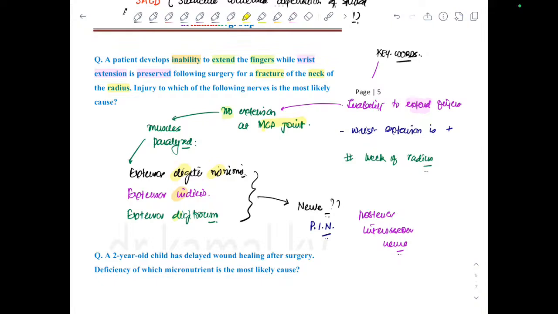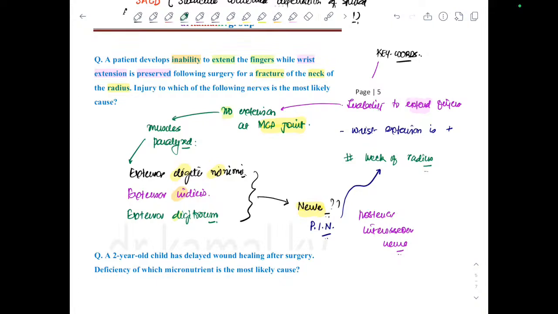Okay, so this is how you will remember this beautiful concept of finger drop, where there is no extension at the MCP joint, and the finger remains flexed. It means the muscles which were supposed to extend them are paralyzed because the parent nerve of those muscles is damaged. And yes, this PIN is very closely related to the neck of radius. Therefore, if there is any fracture of the neck of radius, it will injure PIN.